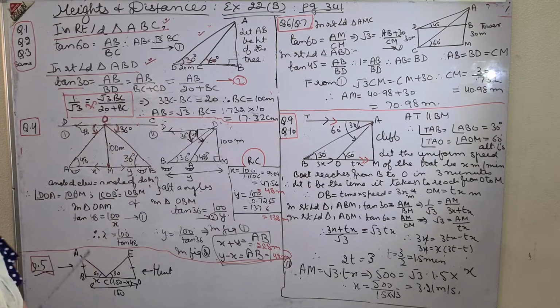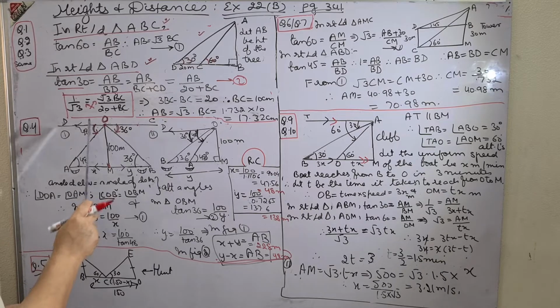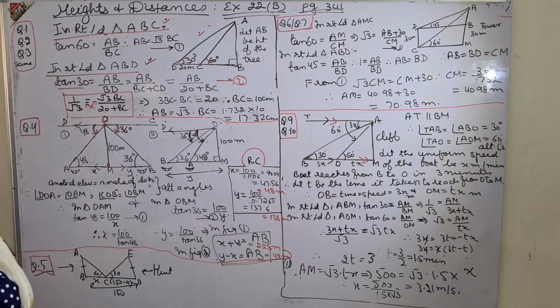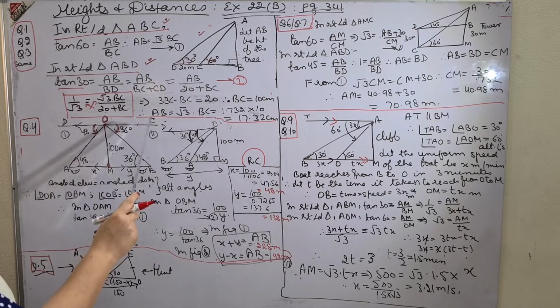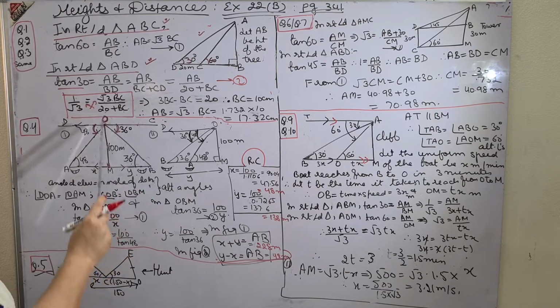And I have told you in the first video that the angle of depression is equal to the angle of elevation, and they are equal to each other because they are alternate angles. So I have mentioned here that angle of elevation is equal to angle of depression, and that means DOA is equal to OAM. Similarly, COB is equal to OBM.